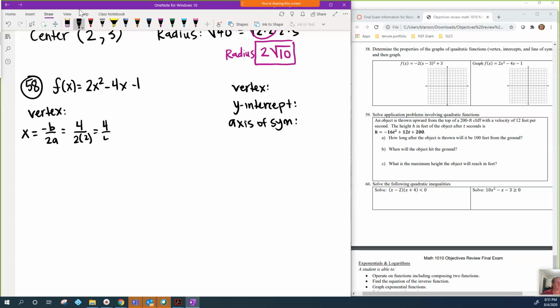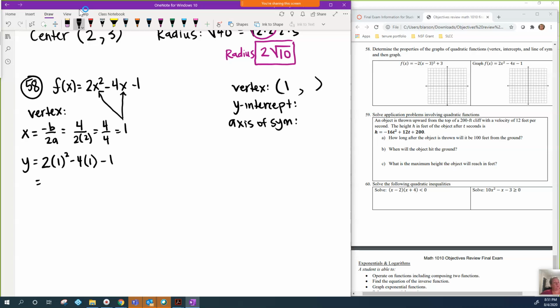So 4 over 4, which is 1. So my vertex, I know my x value is 1. Now I need to find my y value, and I do that by substituting that in. I'm going to put this 1 back in place where those x's are. So to find y, I'll put 2 times 1 all squared minus 4 times 1 minus 1.